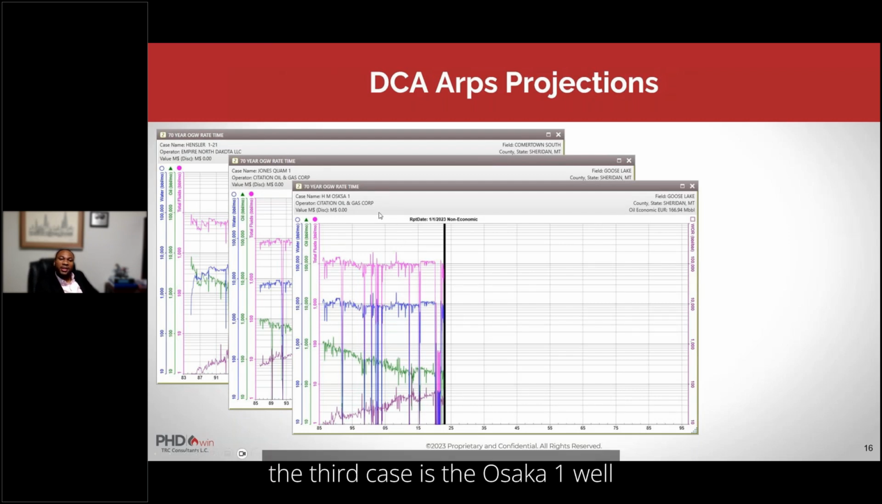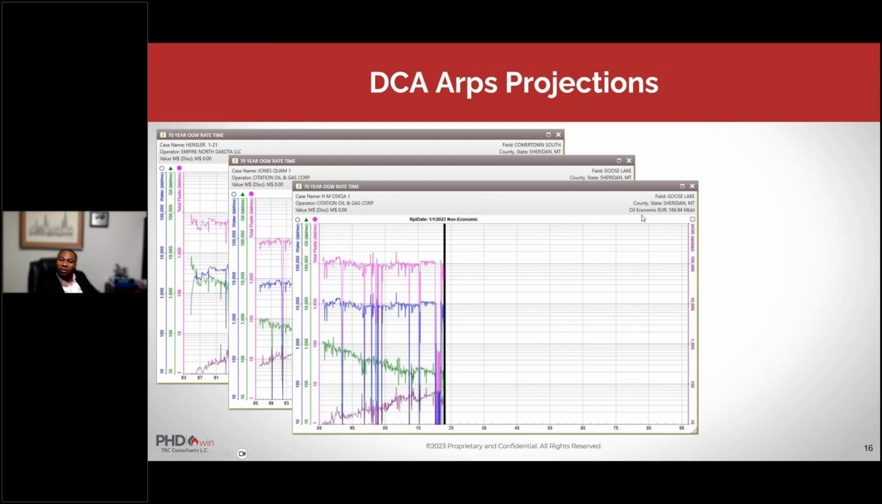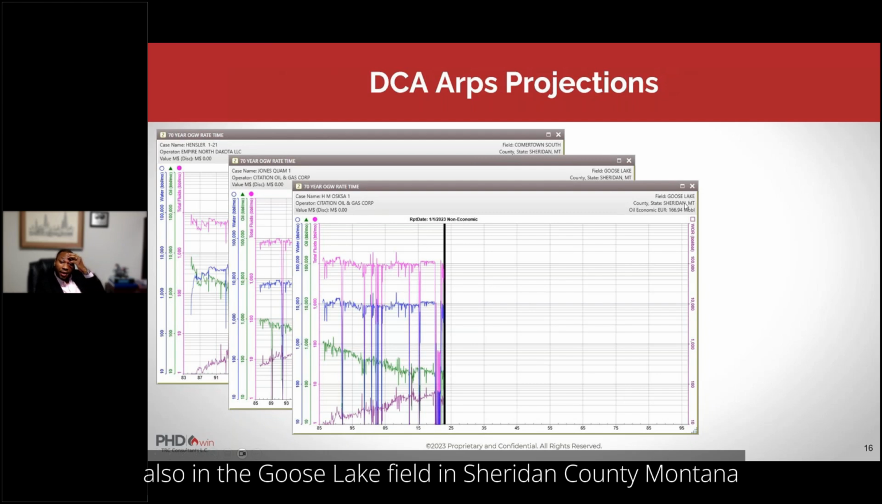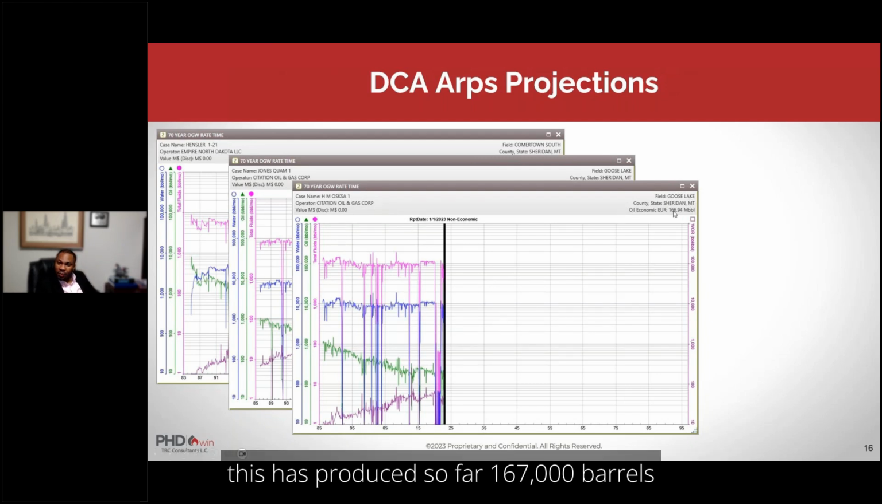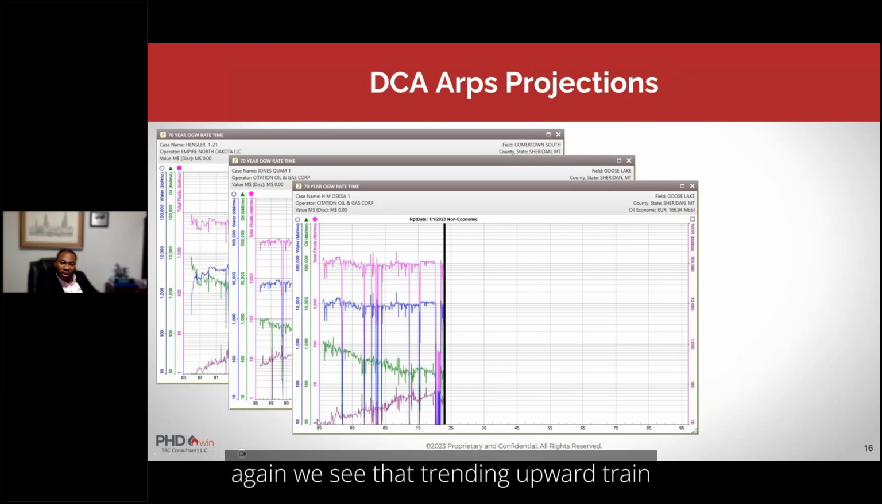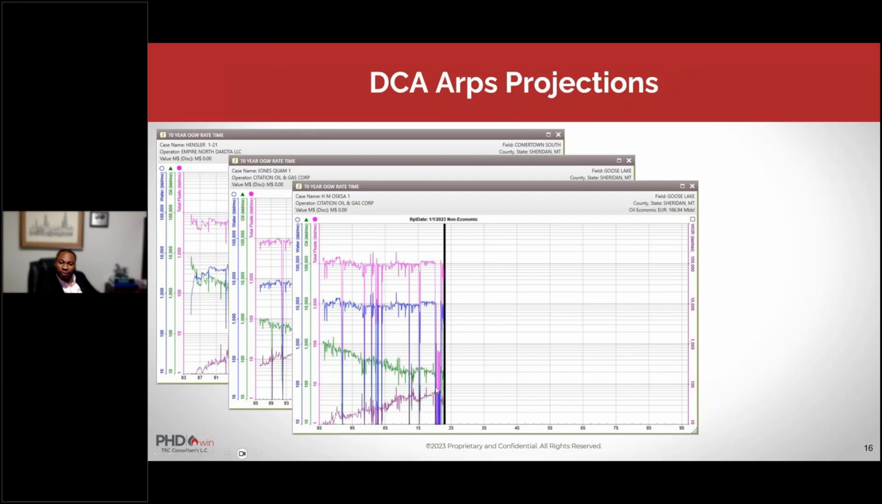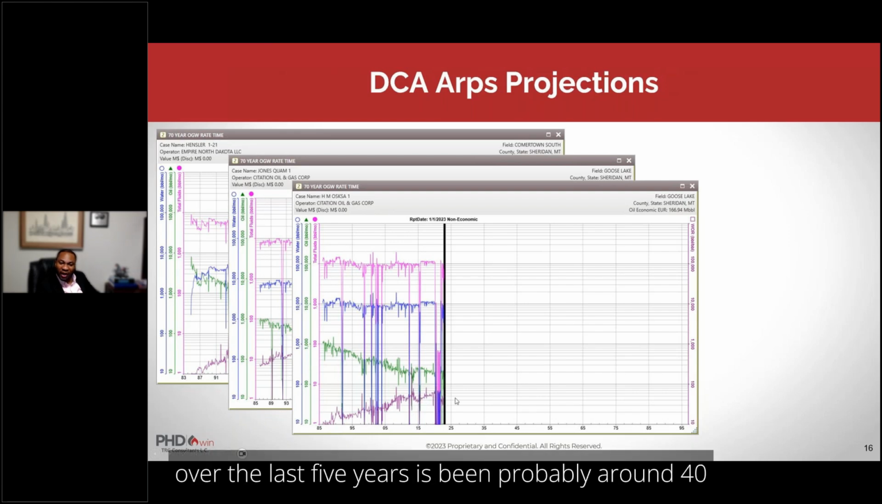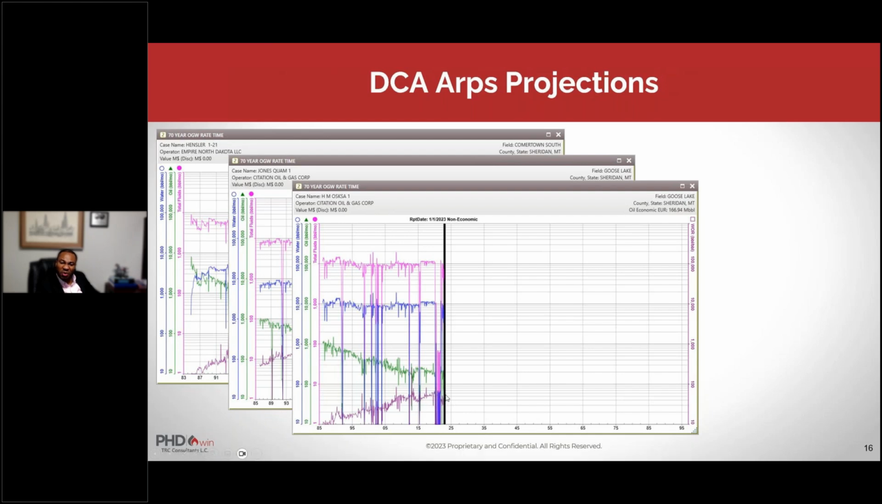The third case is the Osaka 1 well, also in the Goose Lake field in Sheridan County, Montana. This has produced so far 167,000 barrels of oil since 1985. Again, we see that upward trend for the water-oil ratio, but somewhere over the last 5 years it's been probably around 40, which is 98% water cut.